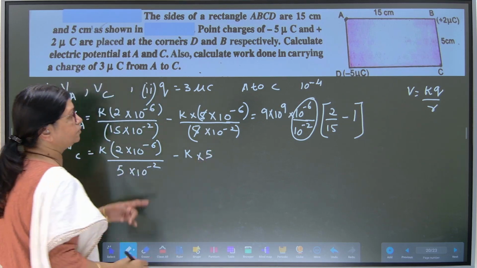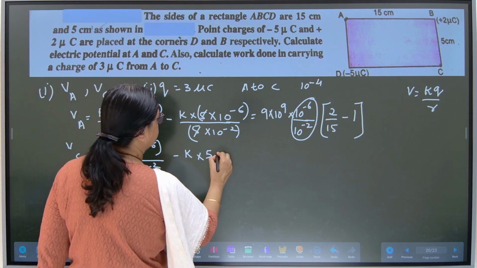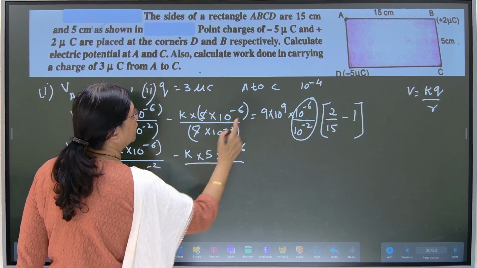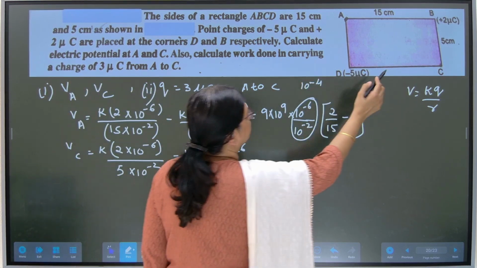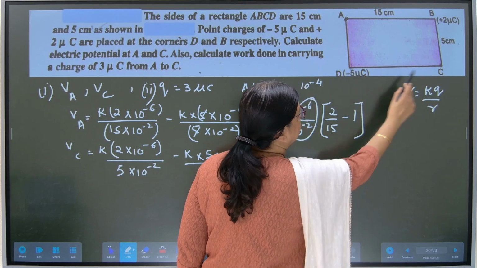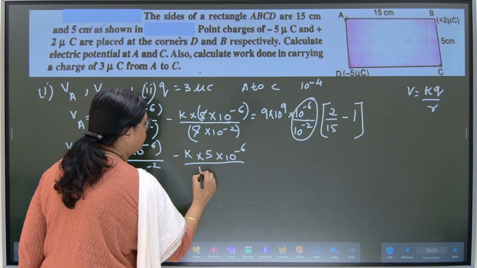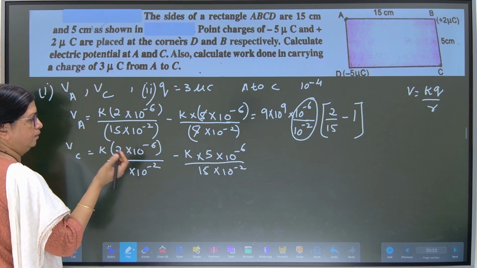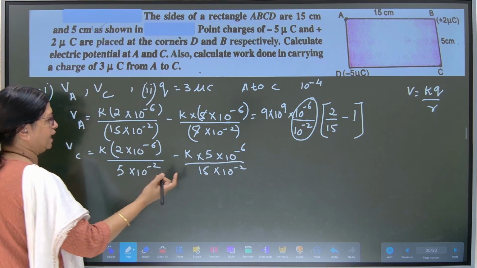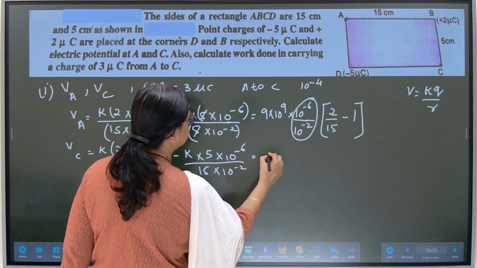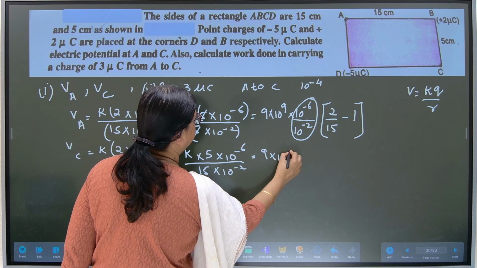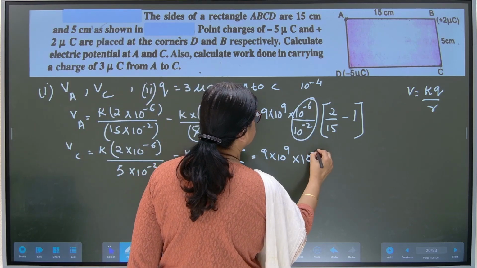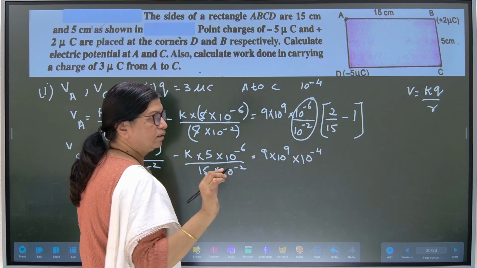5. Why I wrote minus? Because negative 5 into 10 raised to minus 6 divided by, what is the distance now? 15 centimeters from D to C. So here I will write 15 into 10 raised to minus 2. Ready? So again I can take K common. 9 into 10 raised to 9. Here directly I am writing 10 raised to minus 4 because I worked it out.